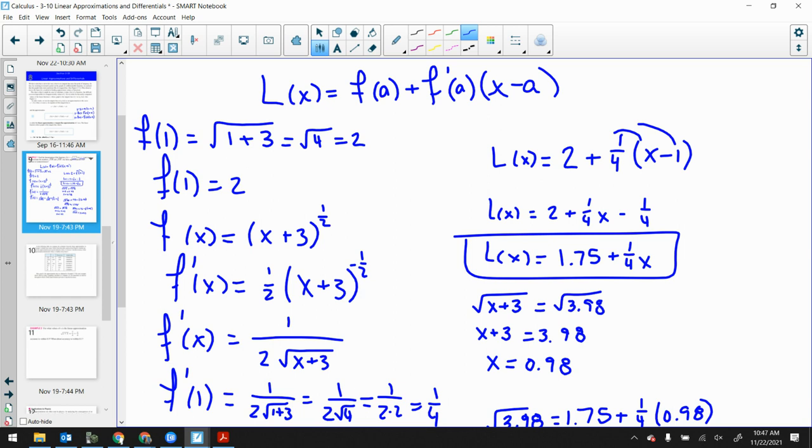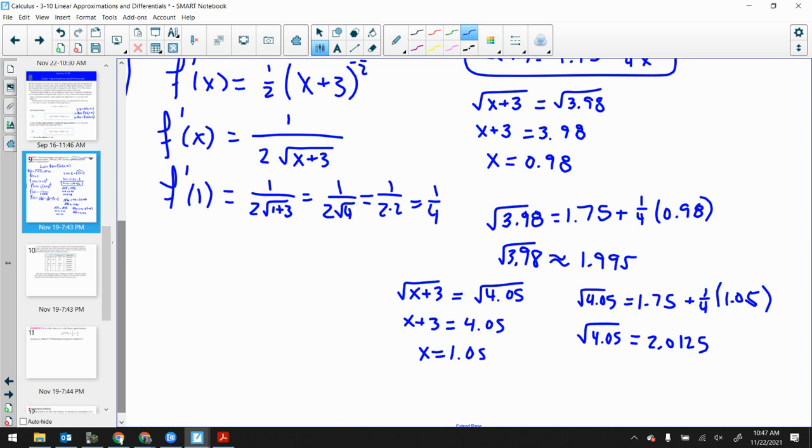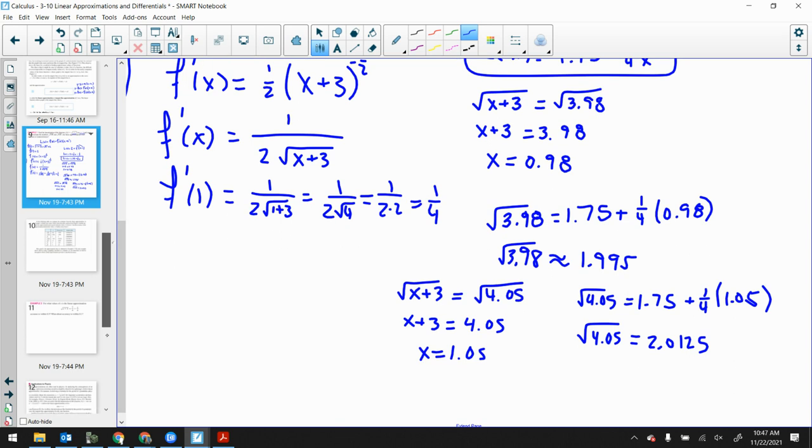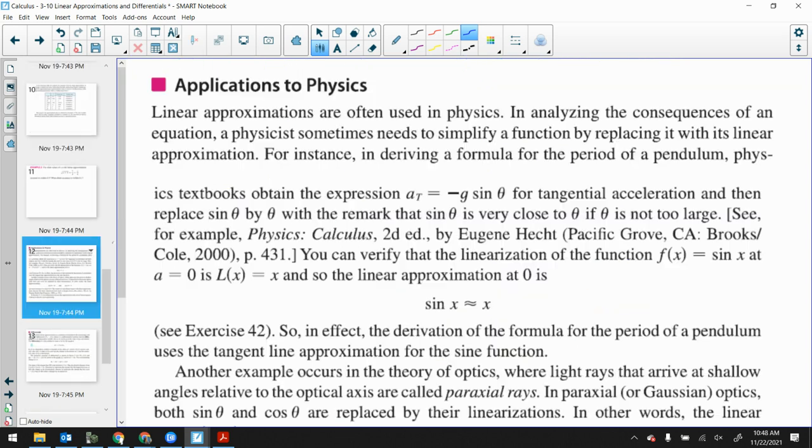But what is this used for? It's used to calculate values that are not so easily calculatable. Made that word up. The book gives this description of how it's used in physics, so I'll just talk through it a little bit. Linear approximations are often used in physics. In analyzing the consequences of an equation, a physicist sometimes needs to simplify a function by replacing it with its linear approximation. Because we can simplify things if we put it into a simpler function.